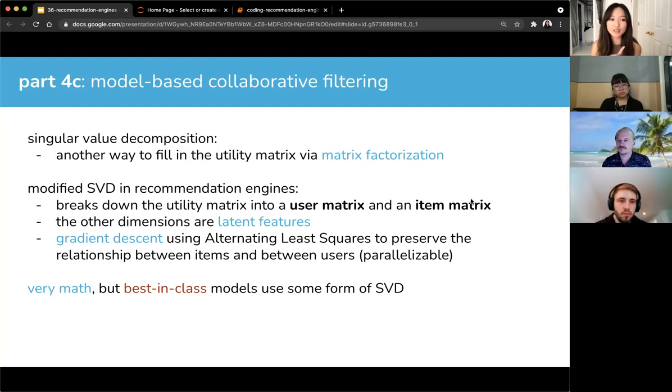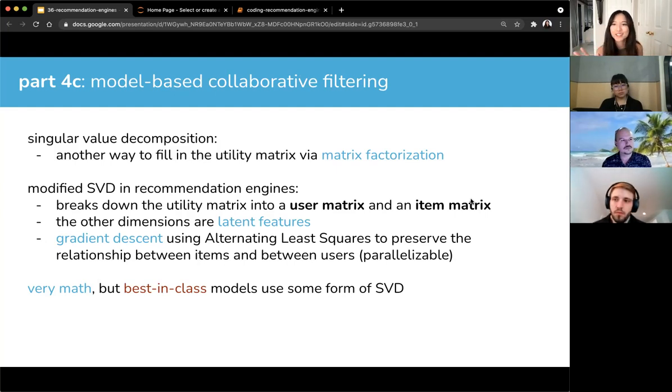It is a gradient descent procedure. Therefore, it's not as computationally heavy as calculating the user to user, item to item similarity. It's actually faster. And also it's quite mathy, but the best models do use some form of SVD.